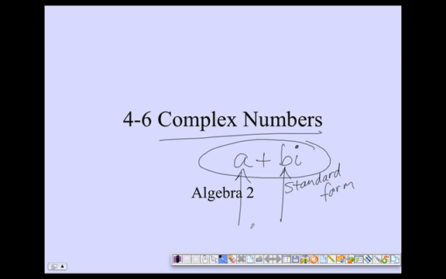Okay, letter a is the real number. Notice over here, the bi. i is what? What do you think i stands for? Imaginary. See, this is the imaginary unit over here. So bi is your imaginary number, and a is your real number. Why is it complex? Because we mixed a real number with an imaginary number. That's why we call it complex. So a complex number consists of a real number and an imaginary number at the same time.